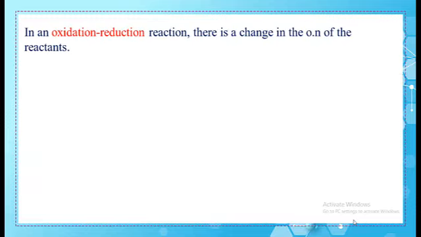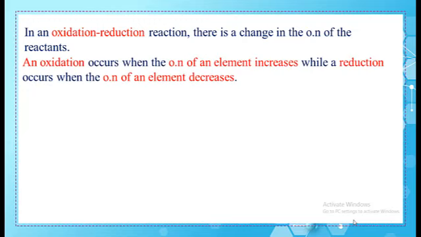In an oxidation-reduction reaction, there is a change in the oxidation number of the reactants. An oxidation occurs when the oxidation number of an element increases, while a reduction occurs when the oxidation number of an element decreases. Here, Mg + 2Ag+ gives Mg2+ + 2Ag.